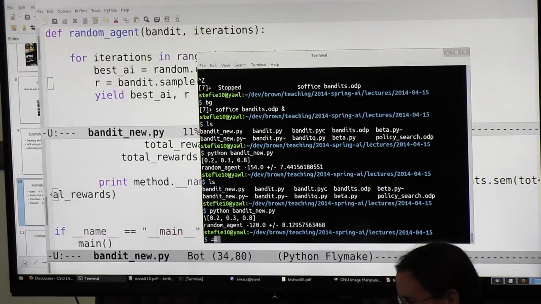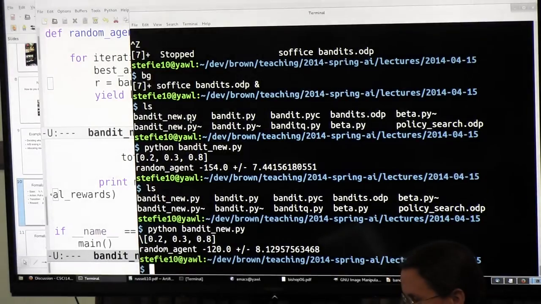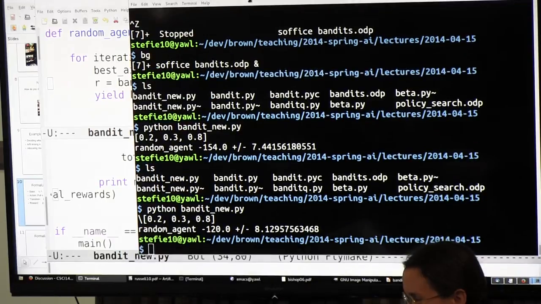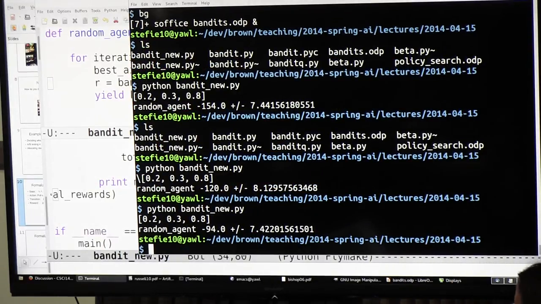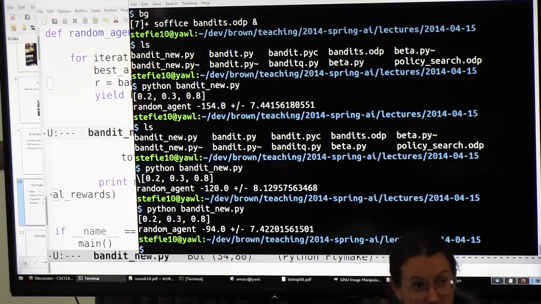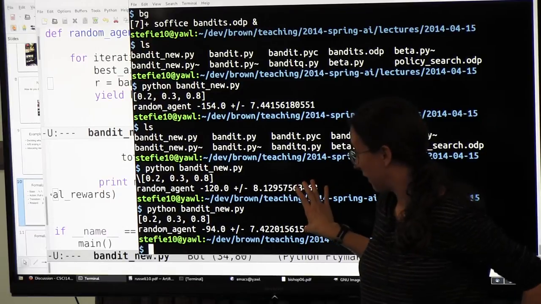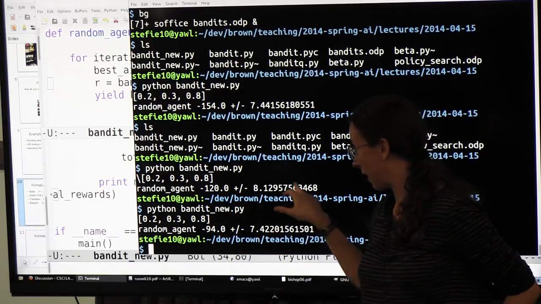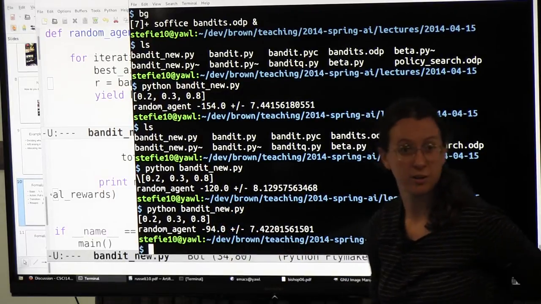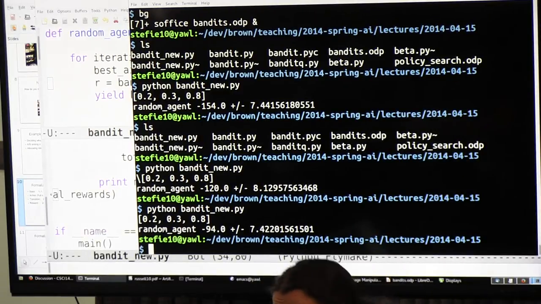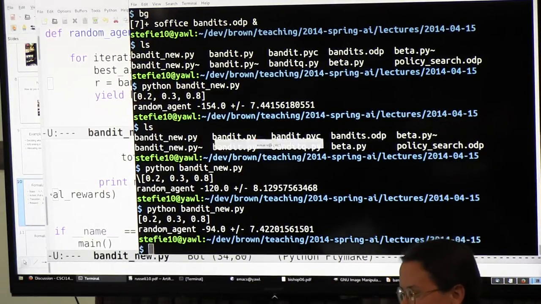Make this bigger too. All right, so here's our little guy. This is the two probabilities. And this is the reward that our random agent gets, minus 94. So you can see it's actually pretty high variance. And even we get the high standard error, and we get these different numbers. So let's start and see if we can do better than our random guy.